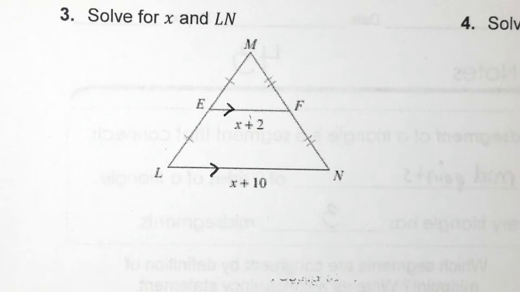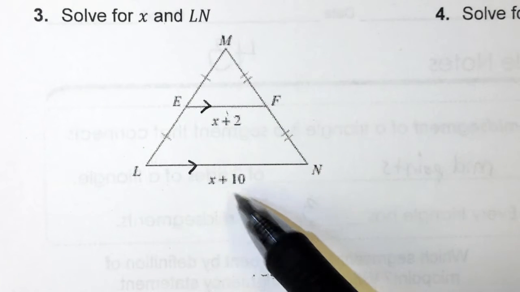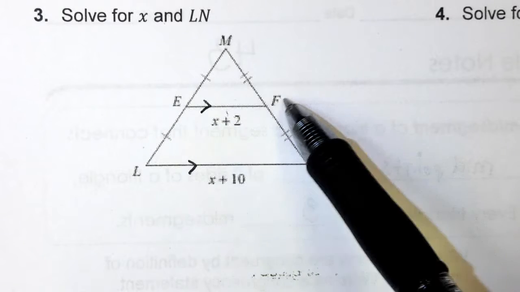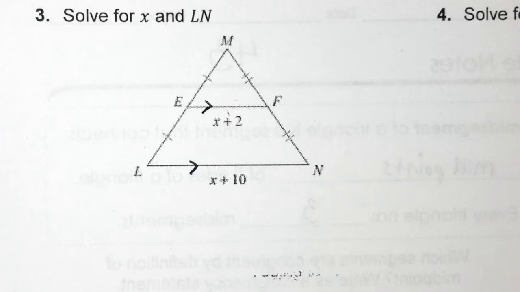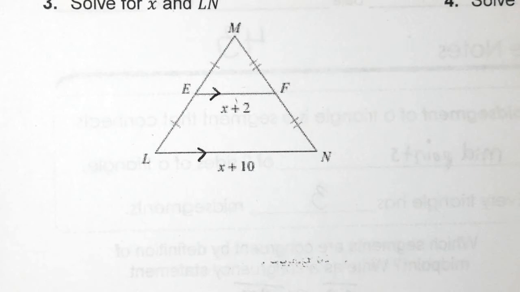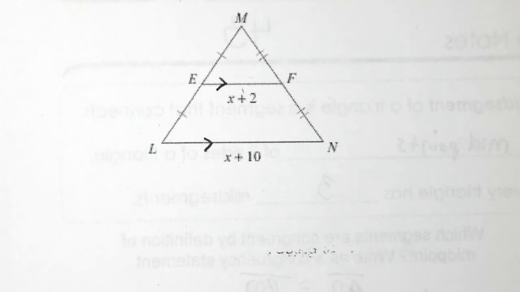To say x plus 2, Jamal, and other people are thinking that too, I'm gonna tell you why that would be wrong. To say x plus 2 equals x plus 10, you're telling me that segment EF is congruent to segment LN. Are they congruent? They're not. There you go. Now your mind is working. I wouldn't write it that way.